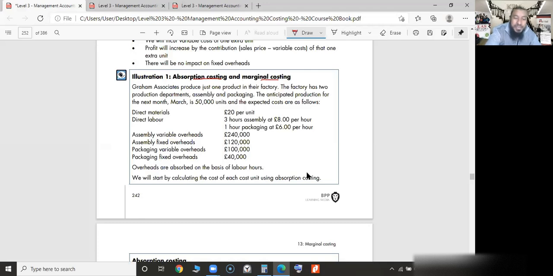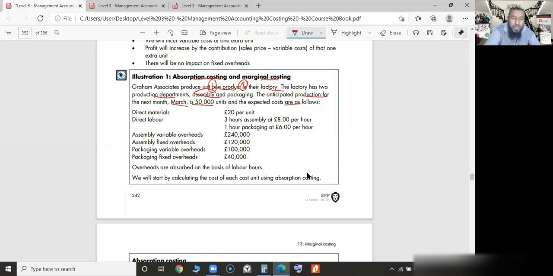Graham Associates produce just one product in their factory. The factory has two production departments. No, hold on. Two production departments: one is assembly and one is packaging. The anticipated production for the next month is 50,000 for the month of March.